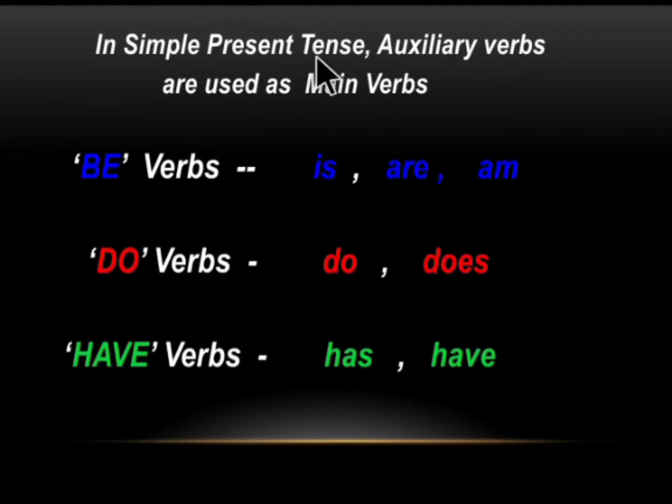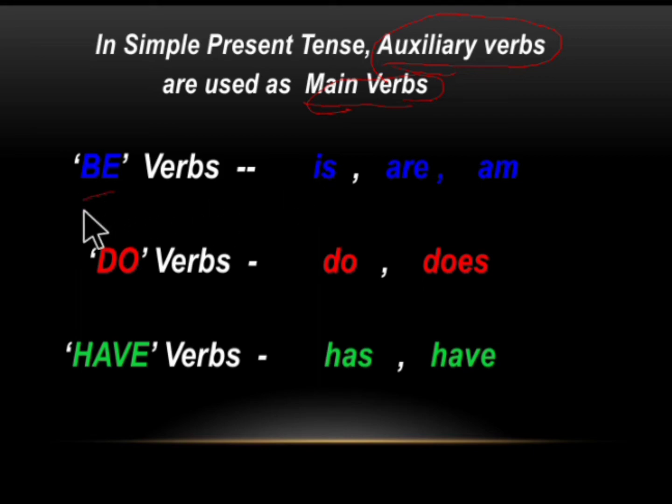In simple present tense, auxiliary verbs are used as main verbs. Auxiliary verbs means they are helping verbs. That is, helping verbs will be used with the main verbs. But in simple present tense, auxiliary verbs are used as main verbs. So the auxiliary verbs for the simple present tenses can be used as follows.